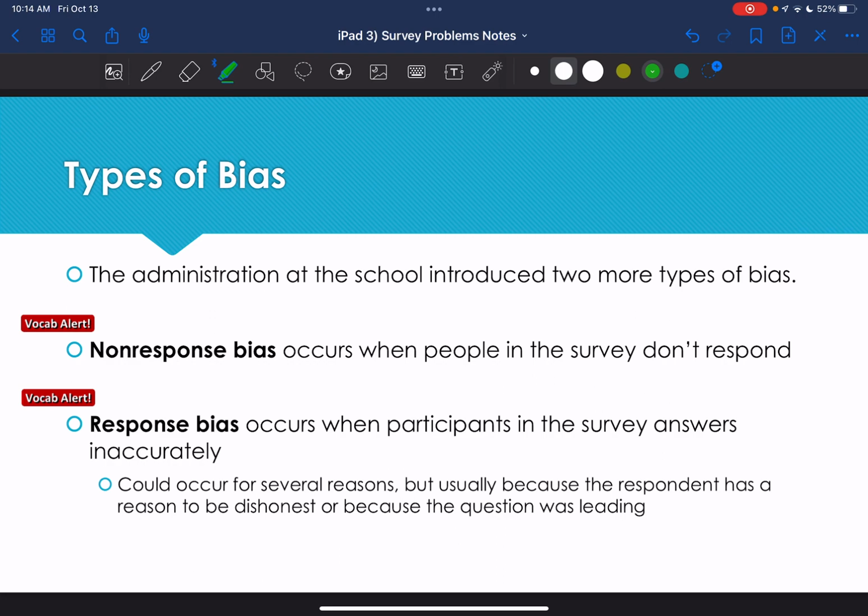So they can't do that. Your question has to be very flat. It has to just be asking for facts.